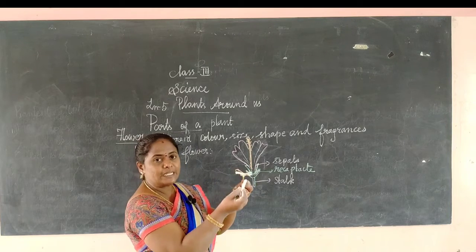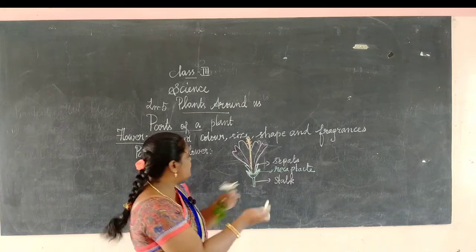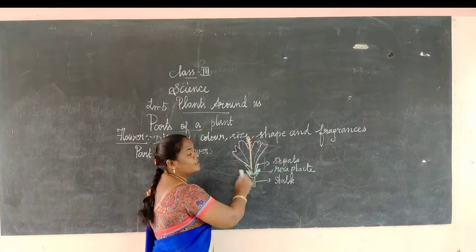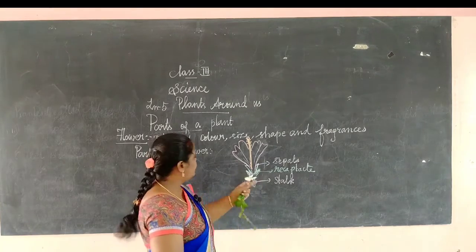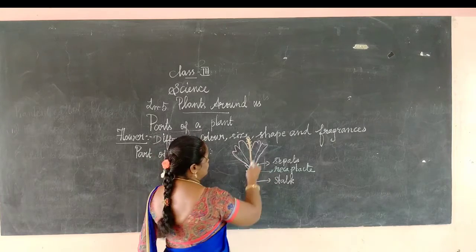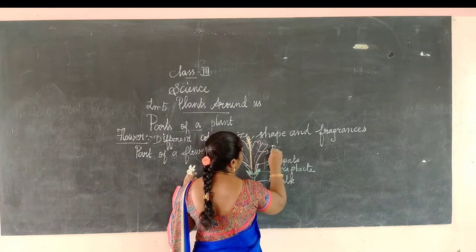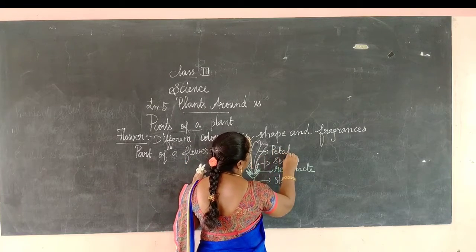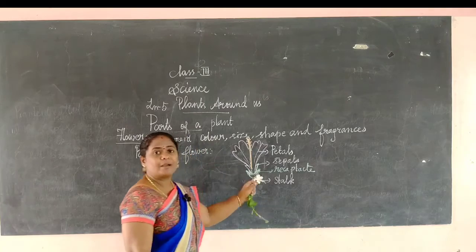And then அதுக்கு மேல green color ல இருக்குறதா sepals. The sepals are green in color. It encloses the bud, and this is the outermost covering of the flower. And then next one is the petals. Petals are the colorful part of the flower.